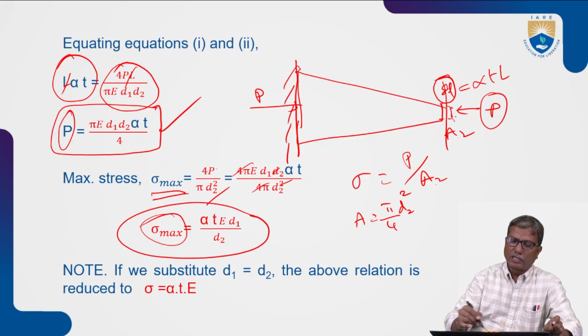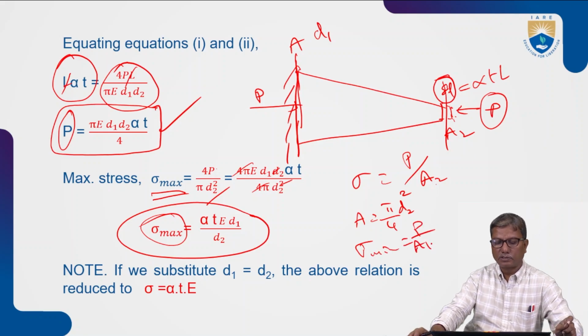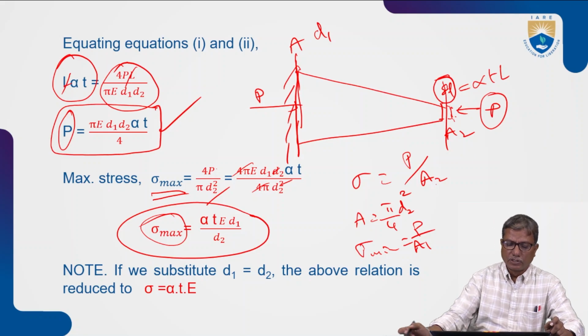Okay, and at the end A, where the diameter is D1, the stress is minimum, and which is given as P by A1. It is clear.